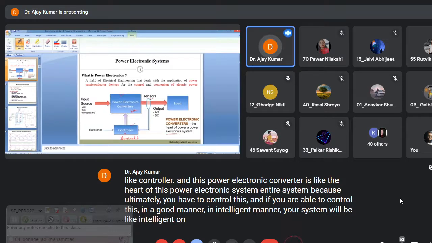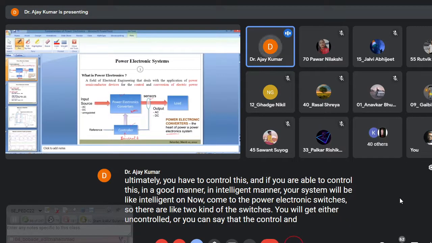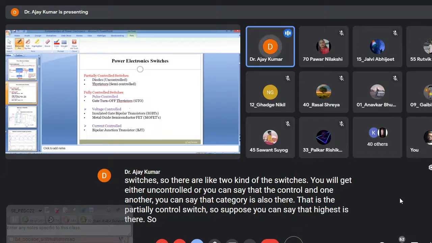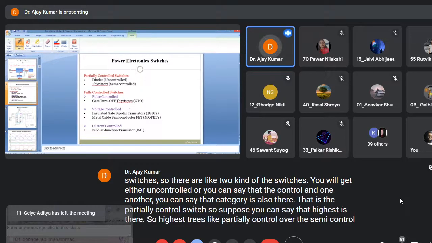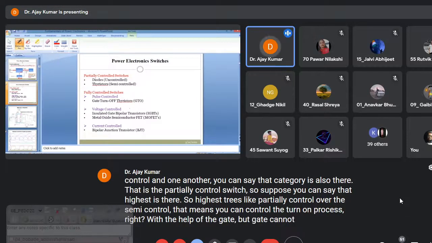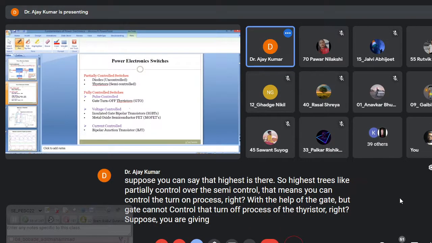Now come to the power electronic switches. There are two kinds of switches you will get, either uncontrolled or controlled. And another category is also there, that is the partially controlled switch. Suppose the thyristor is there. The thyristor is partially controlled or semi-controlled. That means you can control the turn-on process with the help of the gate, but the gate cannot control the turn-off process of the thyristor, right? Suppose you are giving a gate pulse to the thyristor, that means the thyristor will be switching on, turning on, because of this gate pulse.